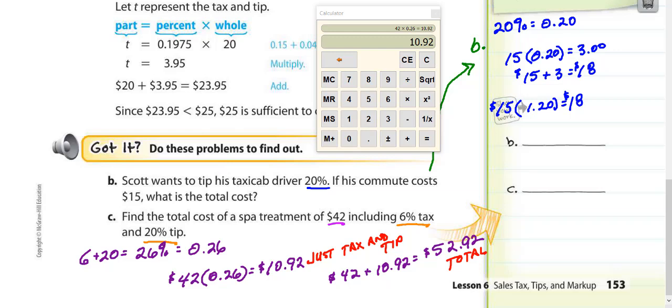Again, remember that you could also do this by taking the $42 and multiplying it by 1. There's the cost of the treatment, 0.26. There's the tax and the tip. If we did that, 42 times 1.26, we get the same $52.92. So we have a choice of whether we want to do it separately, then add it back, or whether we want to multiply by the 1.26. I kind of like this method. There's just fewer places to make a mistake. I don't have to worry about the addition part so much.